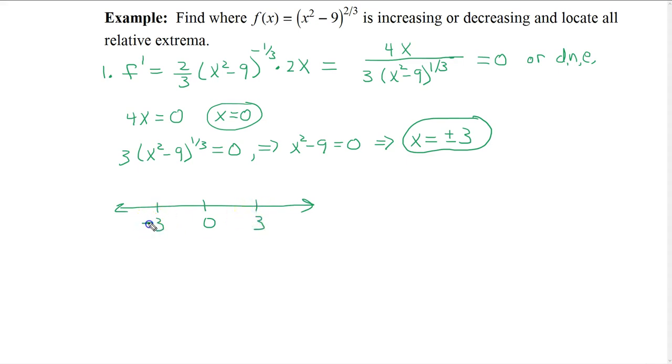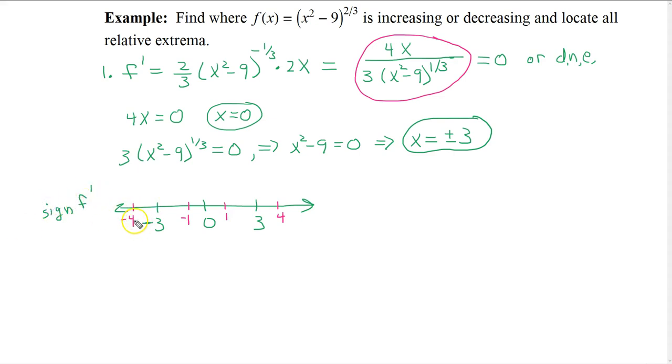And then we just have to pick some convenient numbers in between, like, let's say, -4, -1, +1, and 4. And then we just have to put each of these into our derivative. We're going to put them in here and see if we get back positive or negative numbers. So remember, this number line is representing the sign of f prime.